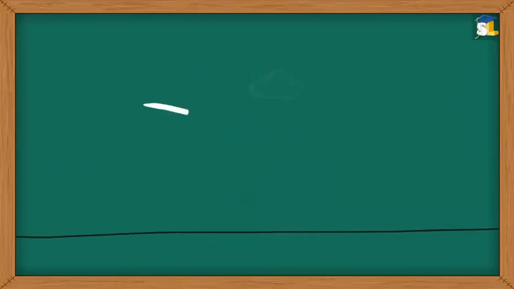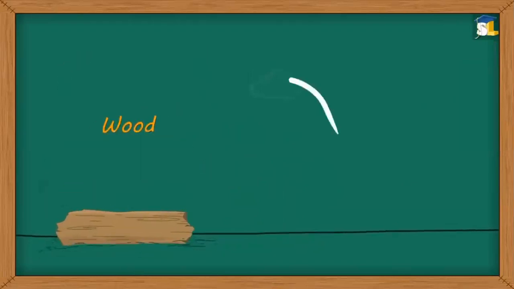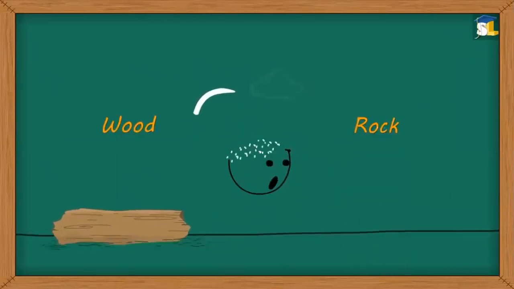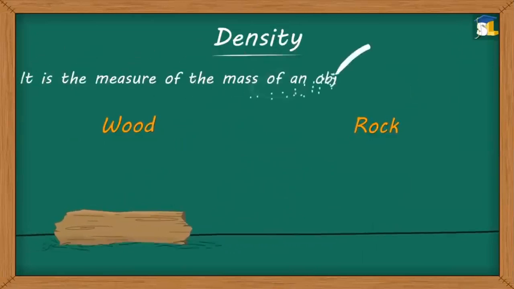Did you realize that a large log of wood floated on water, but a comparatively smaller piece of rock sank? How is this even possible? This is possible because of density. It is the measure of the mass of an object per unit volume.